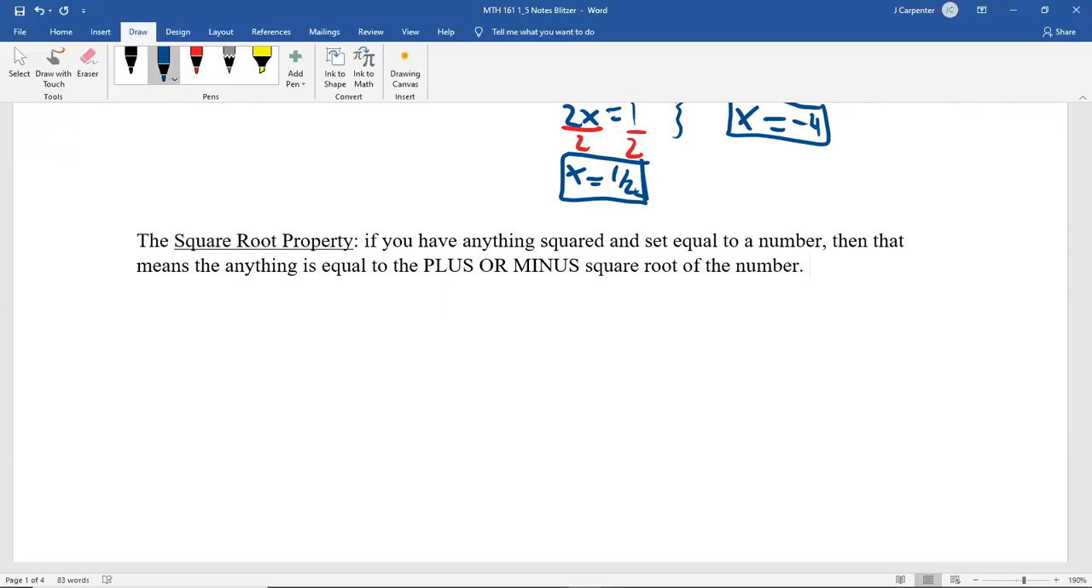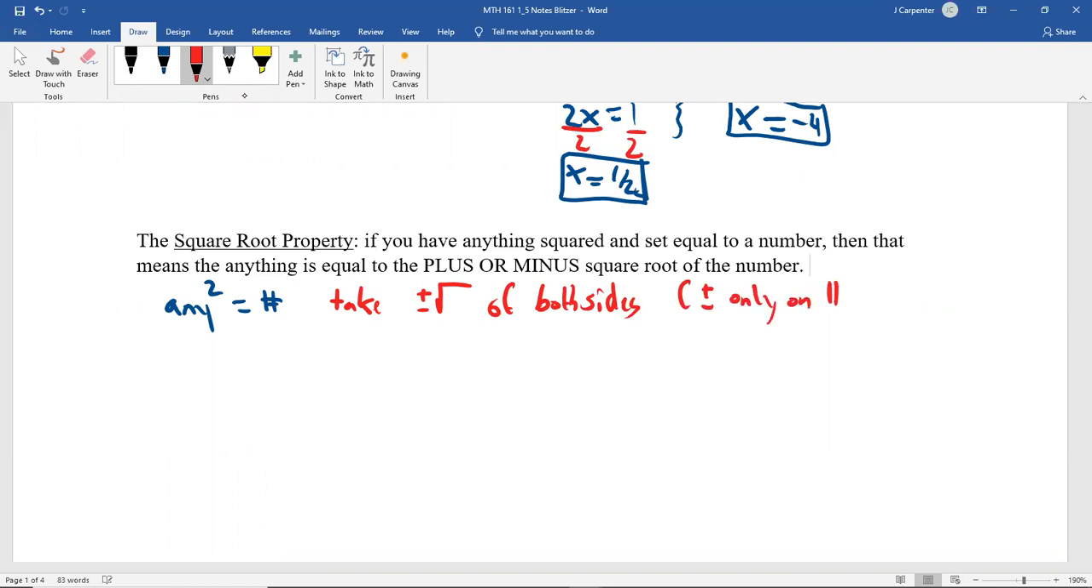Now this plus or minus is the actual literal plus or minus symbol, and we're going to see this for quite a while, not just in the square root property, but in completing the square, in the quadratic formula. This is a very common symbol that we'll see over and over and over. What I'm saying here is, if you have anything squared equal to a number, this is what you will do. You take the plus or minus square root of both sides. But the plus or minus only on the number side. Whatever we do to one side, we do to the other.